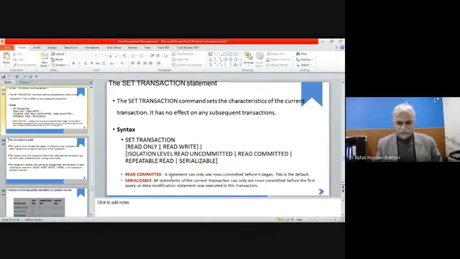If read committed, a statement can only see rows committed before it began. That is the default. Read committed is the default. The statement can only see rows committed before it began. And serializable: all statements of the current transaction can only see rows committed before the first query or data modification statement was executed in this transaction.